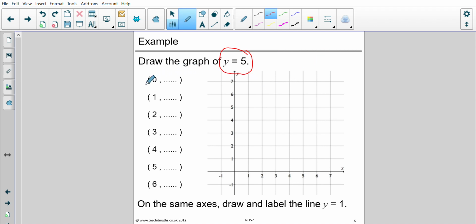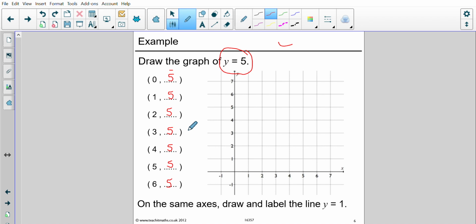So if I'm trying to work out some coordinates to lie on this line, let's say I've got these coordinates down here with different x values. Doesn't matter what the x coordinate is, the y coordinate must be 5. So I'm just going to fill in that the y coordinate is 5. I don't care what the x value is, it can be anything I like. I could have an x value of 372, and the y coordinate would still be 5.